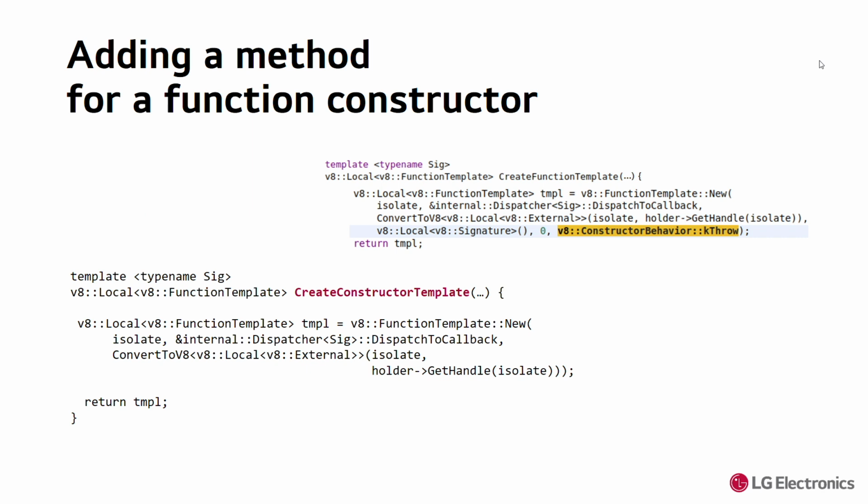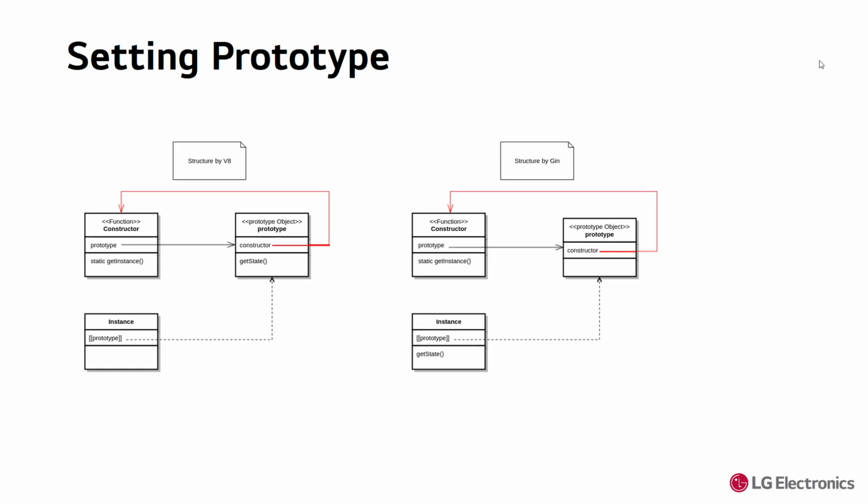First, we need a method to create a function constructor called createConstructorTemplate, set to constructor behavior allowed. Next, we set a prototype for the function template object. The difference between V8 and Gin is that the set state method is defined. The function object is created, and methods are added through the set named property function provided by Gin.